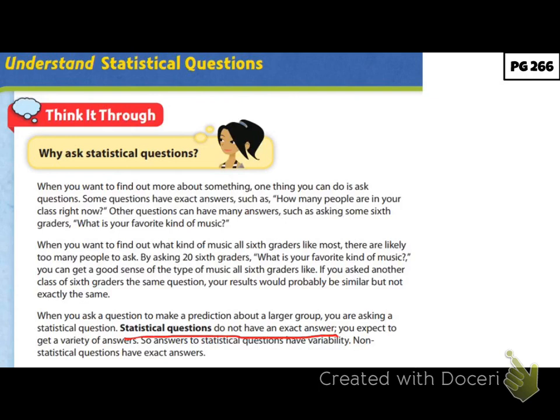Okay? So, it says answers to statistical questions have variability. That means that it is a statistical variability. And that will be one of your vocab words that we want to understand. Statistical variability means that their answers are going to vary. Non-statistical questions have exact answers, such as how many people are in the class. If you asked every different kid in the class, you're still going to get that exact same answer. So that would not be a statistical question.